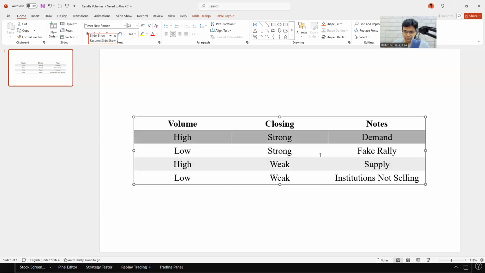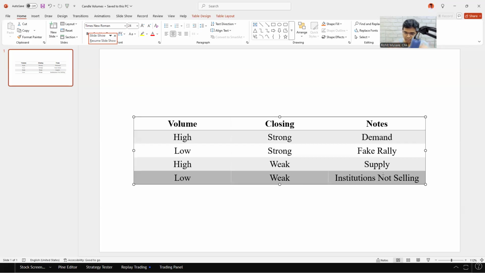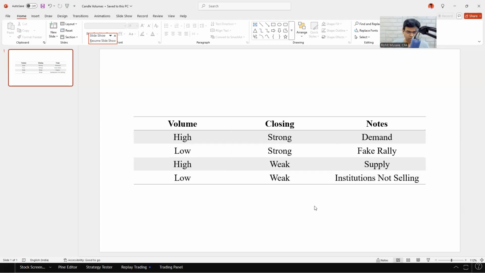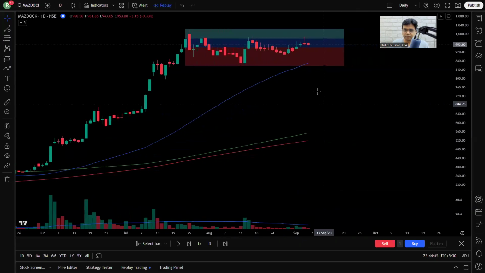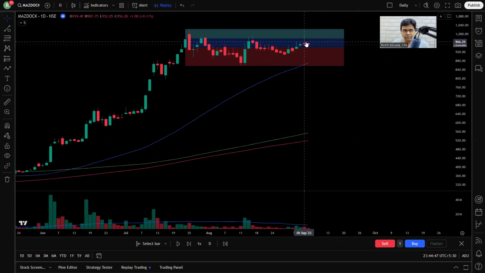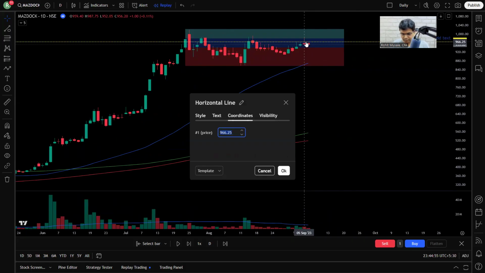And these two types of candles inside the base, the more the better. Now you understand why I am trying to discuss individual candles here. So coming back to this base, that's the yellow line. The high of this candle is 987.85. So let's draw this, 987.85.